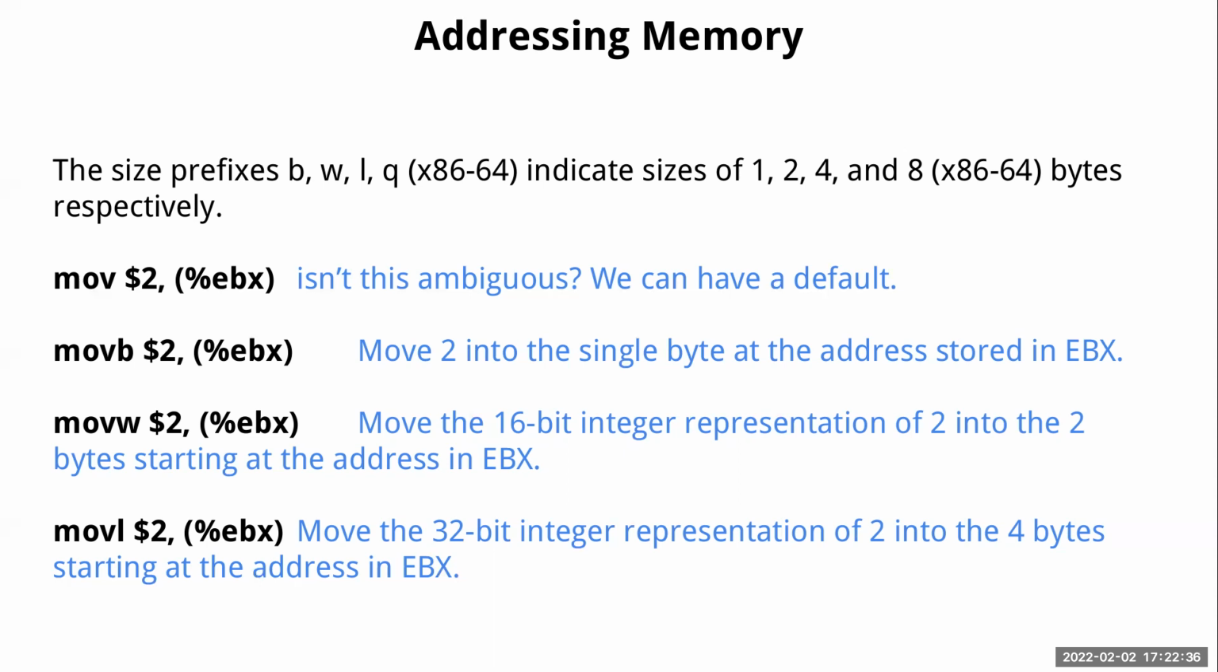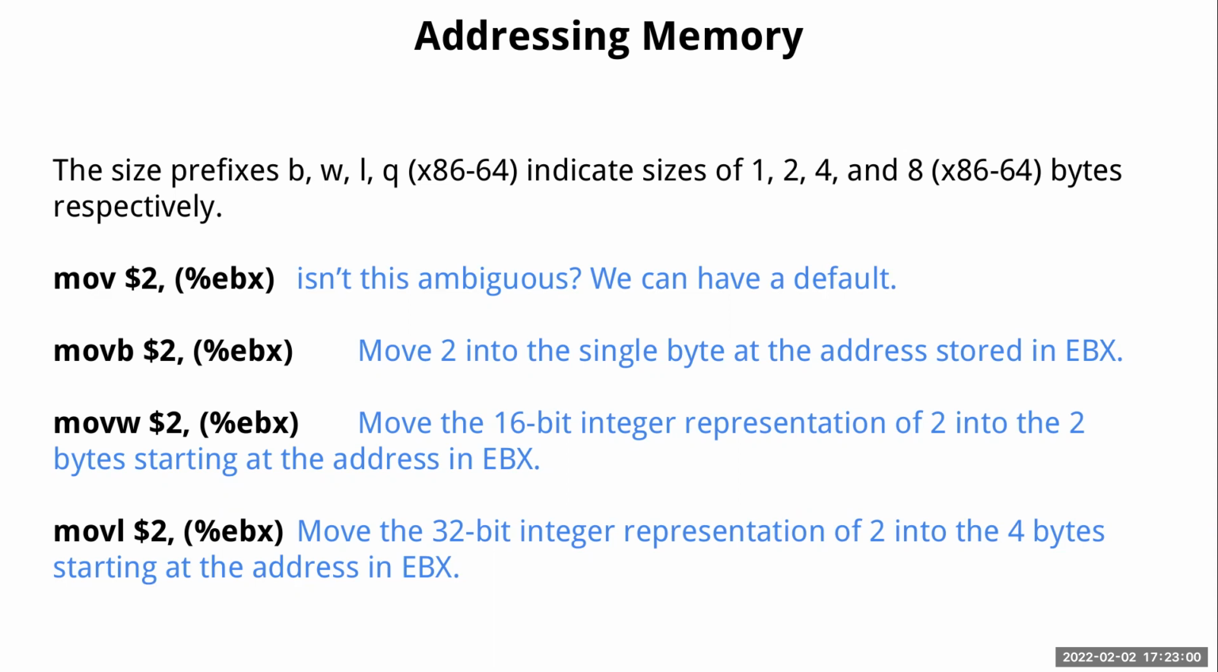Because you can move 1 byte, which is 2. Or this could be 2 bytes. The first byte is at this location. Well, the least significant is 2, but the most significant is 0. You could mean that, right? It also could mean 4 bytes. That's why this instruction is a little bit confusing, ambiguous.